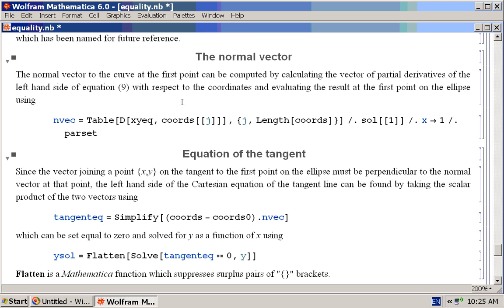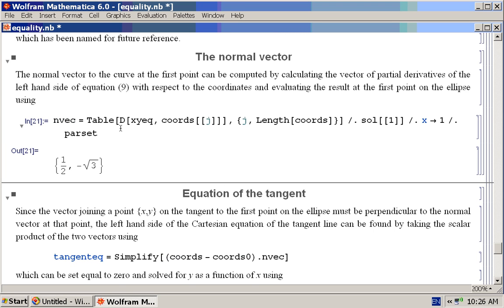So to find the normal vector, this is the vector which is perpendicular to the tangent at the point, then we take the partial derivatives of the equation for the ellipse and differentiate those with respect to the coordinates. So we make a table of these which has the length of the number of coordinates, and then we evaluate that at the current solution, at the first solution at the point where x is 1, and for the current values of the parameters. So this gives me the components of the normal vector, and that's it there.